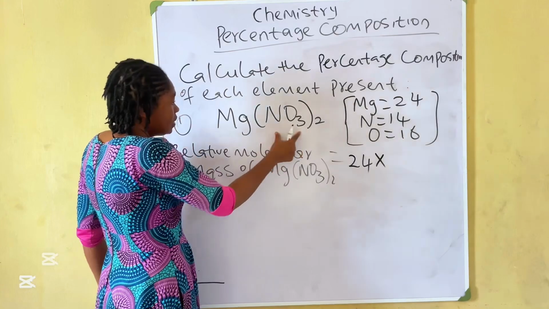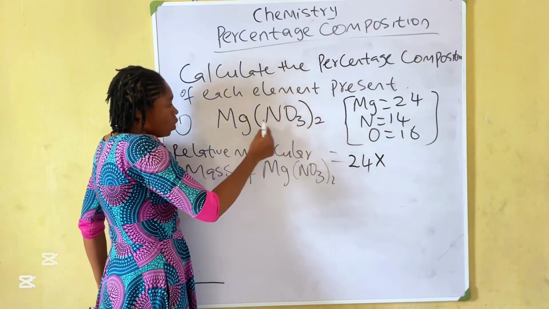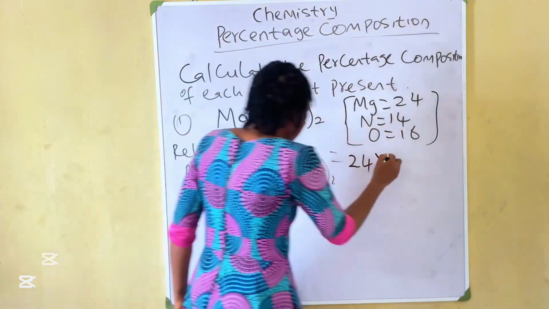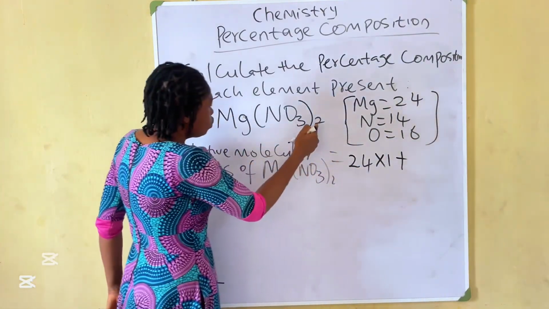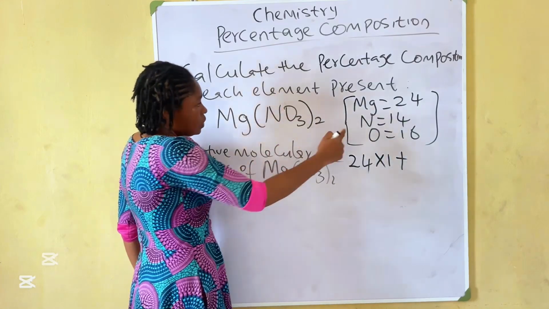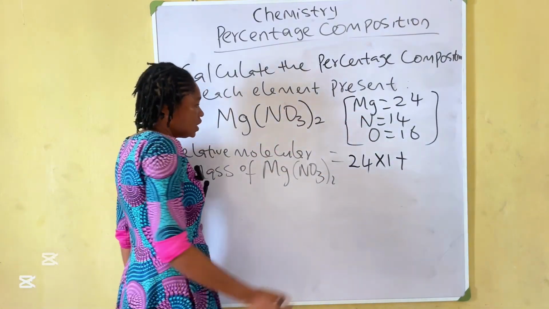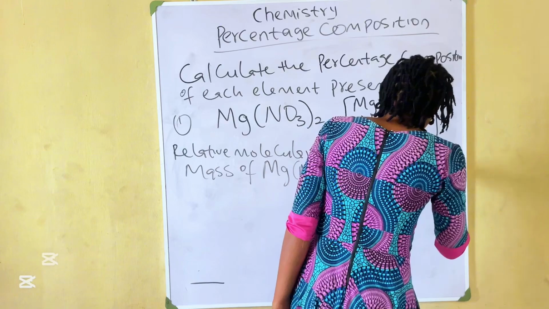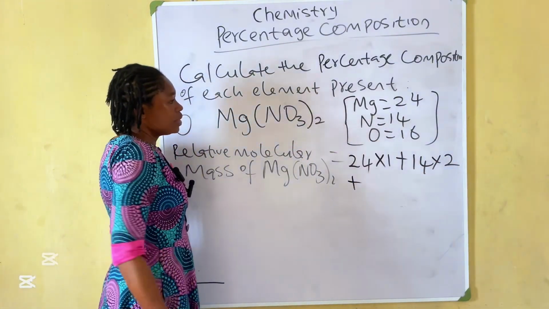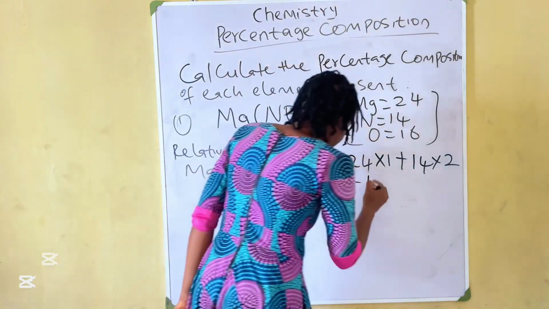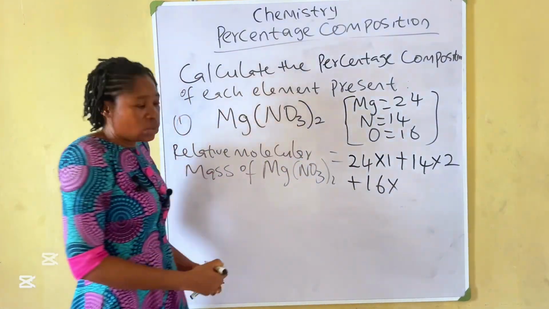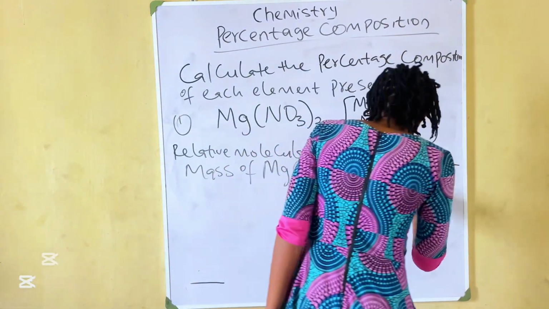What is in this bracket? The 2 multiplies only what is inside this bracket and not the one outside. So I have 1 atom of magnesium, plus 2 times 1 for nitrogen, 2 atoms of nitrogen. The relative atomic mass of nitrogen is 14. 14 times 2 atoms of what? Nitrogen. Plus the relative atomic mass of oxygen is 16 times 2 times 3. So I have 6 atoms of oxygen.